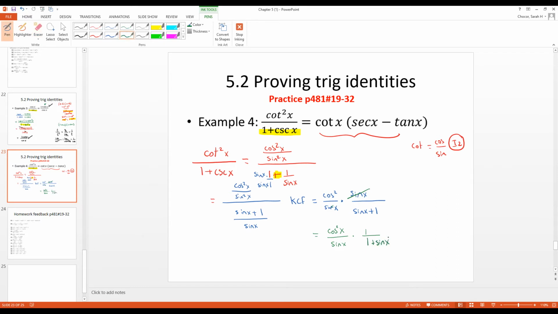And if you review the previous video, we always look for special cases. I want to use a special case. So I have 1 plus sine. I'm going to multiply it by 1 minus sine. And whatever I do on top, I have to do on the bottom. So I'm going to multiply the whole thing by 1 minus sine and 1 minus sine.